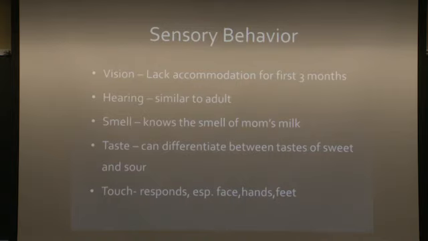Checking sensory behavior, vision, there's lack of accommodation for the first 3 months. So with a newborn, they can see up to 2.5 feet away. The best visual distance in a newborn is from 8 to 12 inches away. This promotes eye-to-eye contact with parents and promotes bonding with mom during breastfeeding. Normal vision is as acute as an adult's by age 6 months.